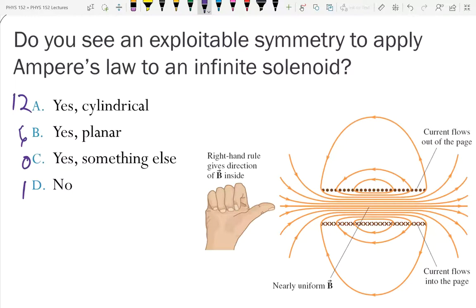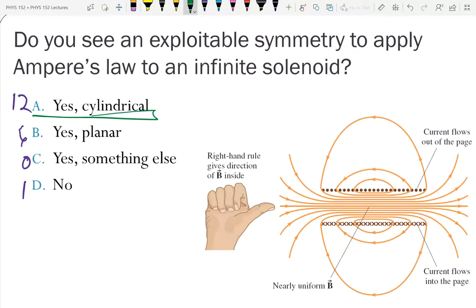Looking at the field lines, if the solenoid continued on forever, the field lines would all be just parallel and straight. But you have to realize that the field lines are all in a circle around the center. So which, A? You said A, the cylindrical? Okay, so he said cylindrical. This is the example that I did.